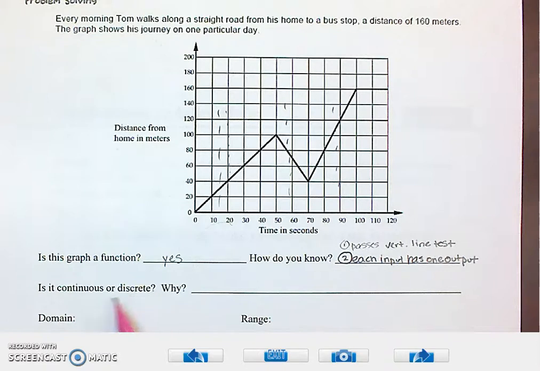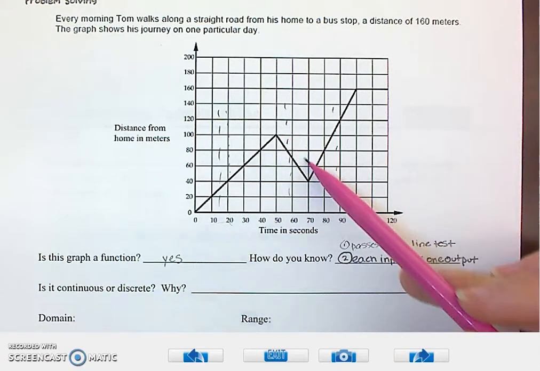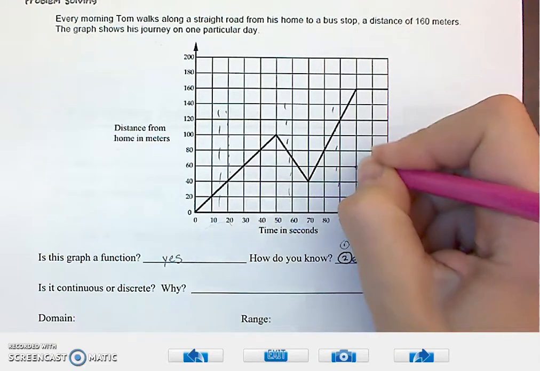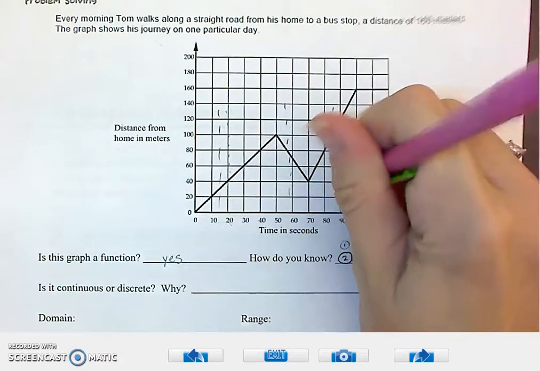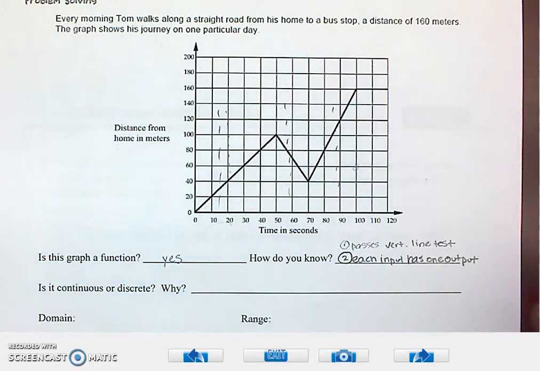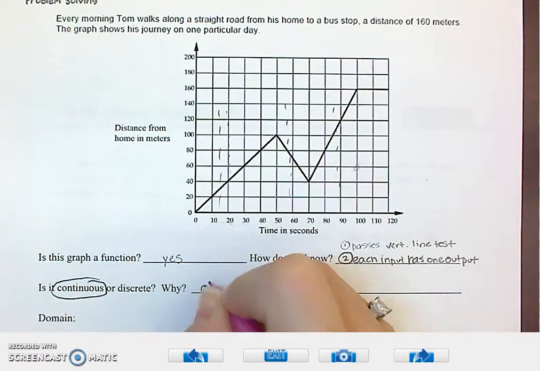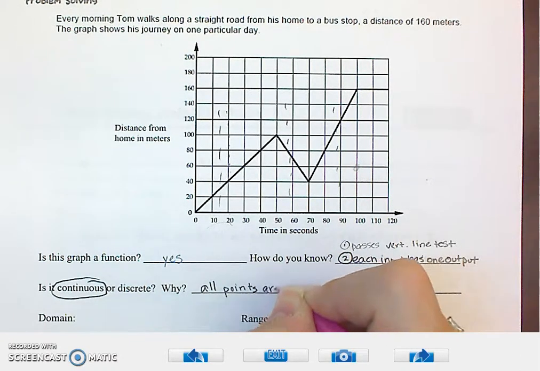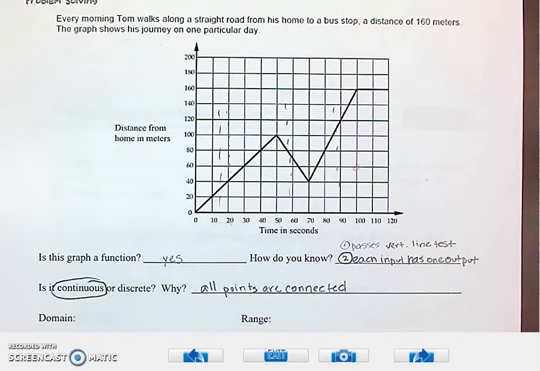Next question, is this a continuous or a discrete function? This is something we have talked about a lot, continuous versus discrete. This graph is definitely continuous because all my points are connected. There's no place on this graph where I just have a point standing alone, like this. That's discrete if I just had some random point there, but I don't. So this particular graph is continuous, and again, why? Because all points are connected. I'm trying to write dark so you guys can see it.